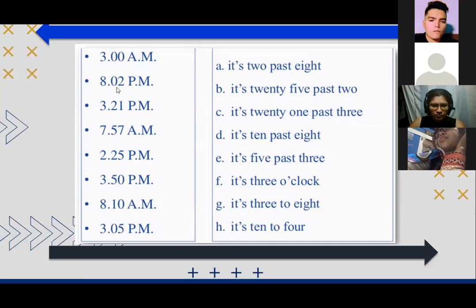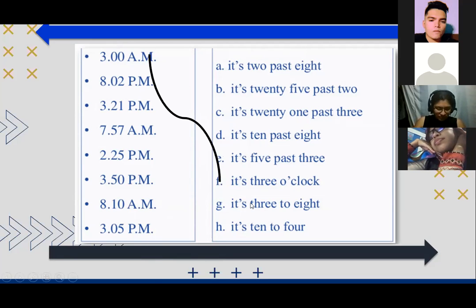Okay, so let's check together. Revisemos juntos el ejercicio, por favor. So, number one, 3 a.m. A, B, C, D, E, F, G, or H? F. It is 3 o'clock. F. It's 3 o'clock. Excellent.